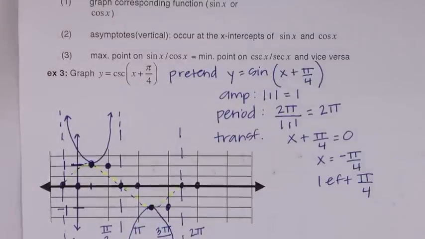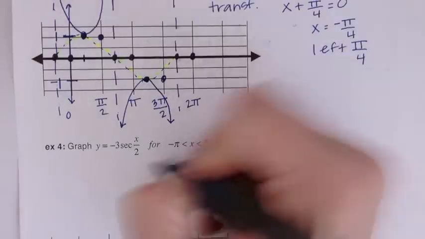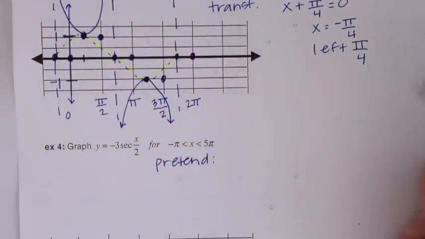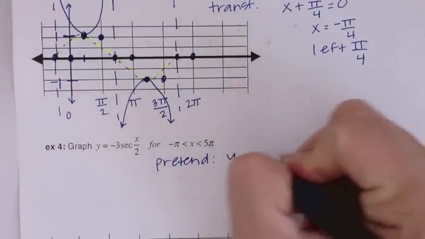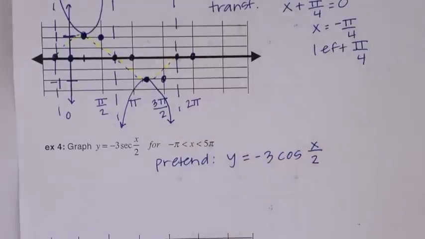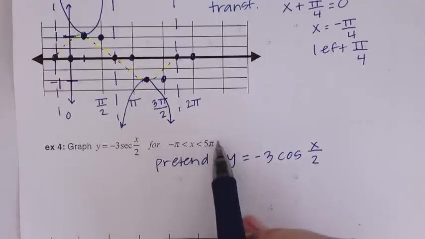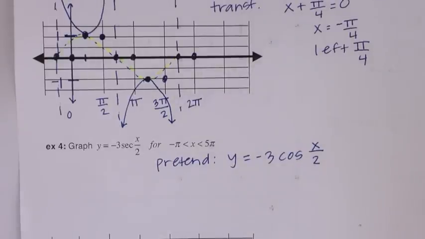So that was a cosecant graph, and now we're going to go ahead and graph a secant graph. We're graphing actually, all I'm doing is changing it to cosine. That's it. Okay? Then after that, you'll notice that it wants you to go from -pi to 5 pi, so we'll just have to repeat our pattern so we match that condition that they've asked us to do.